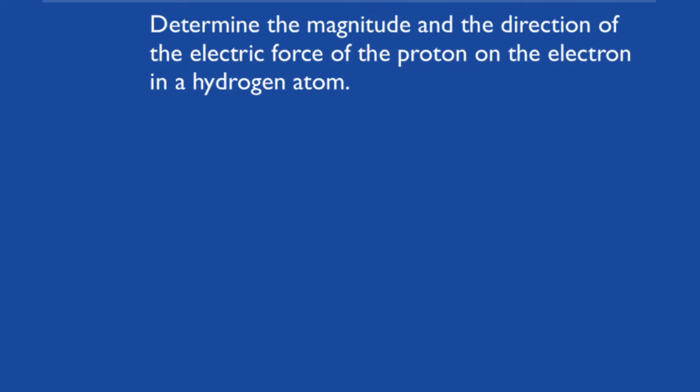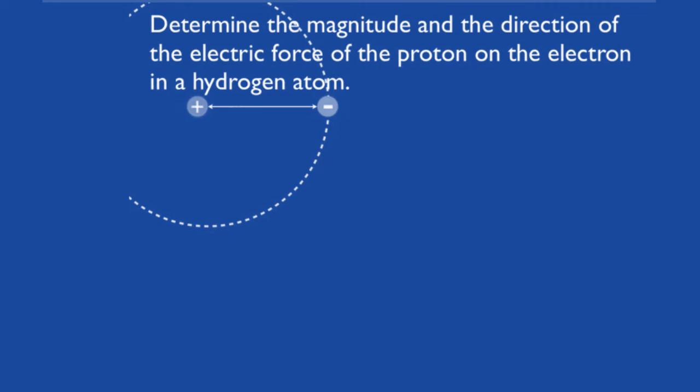So, as you know, in the hydrogen atom, you have one proton in the nucleus, and you have one electron going around that nucleus. It is always good to draw a picture of the situation, and then we can draw a line to represent the distance between them. We are going to need to use all the information, the charge and the distance, to calculate the electric force.